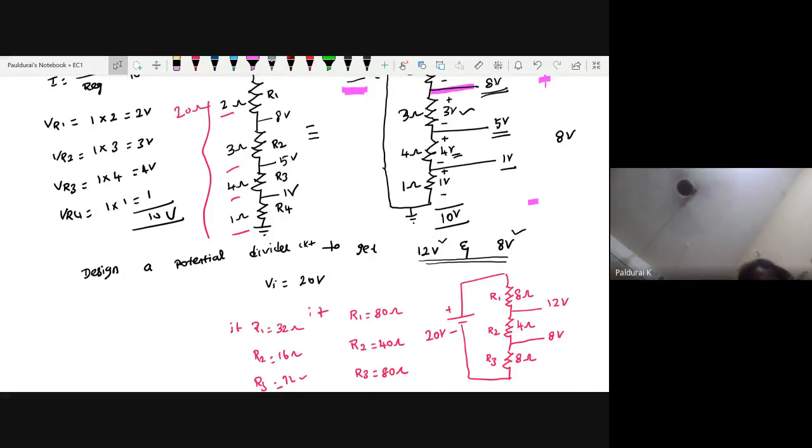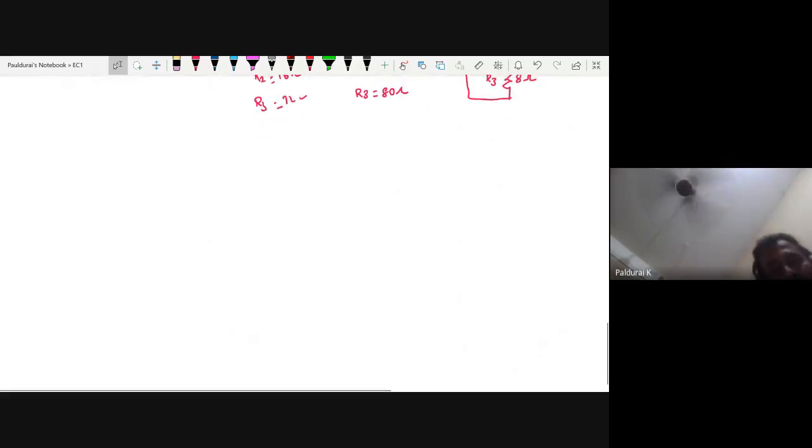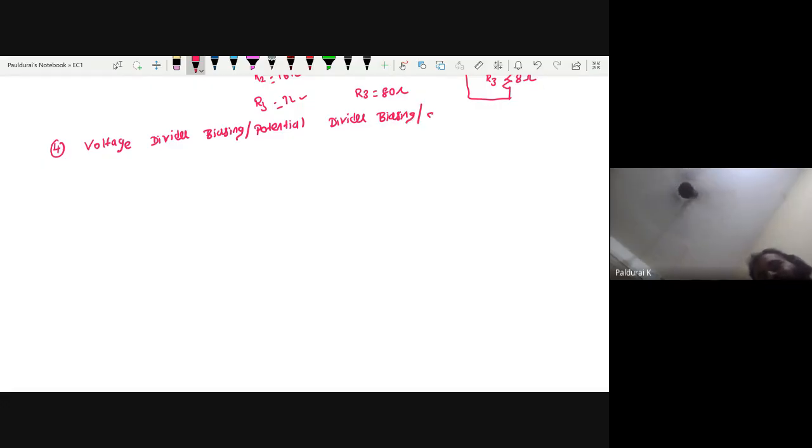Okay, voltage divider circuit. So now let me put the heading. The interesting biasing is called voltage divider biasing, VDR, voltage divider biasing. Otherwise, this is called potential divider biasing. Otherwise, this is called self.